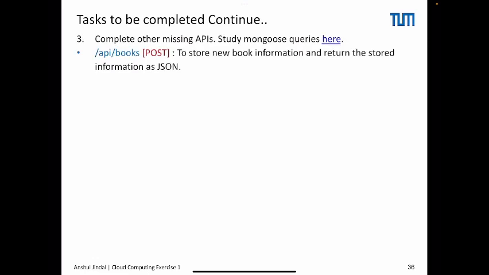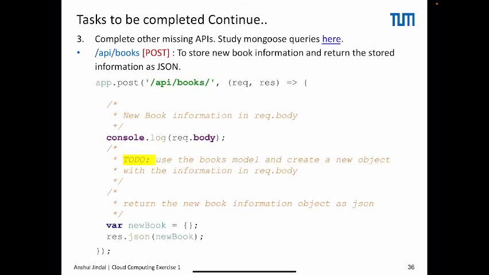Then the other three APIs which are connected with the database. One of them is the post request. If you submit any book information from the front end, you have to implement how it should be stored in the back end. This part is missing over here. You will get the data from the front end within request.body, which will have all the JSON required for storing in the back end. Now you have to write the code over here to insert it into the database using the Mongoose query.